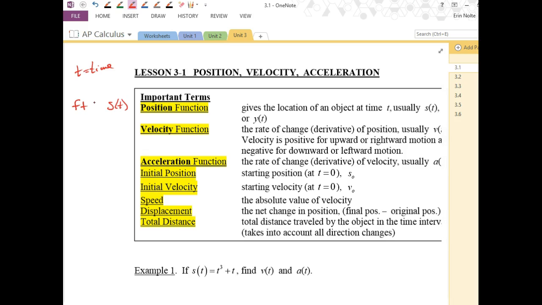So if it asks you, what is the position of the function after 10 seconds? Your answer would be in terms of feet, if it was a foot function.